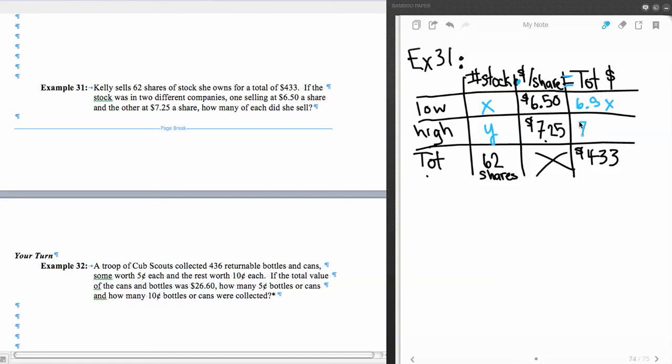And $7.25 times Y, 7.25 times Y. And this is going to give us equation 1. This is going to give us equation 2. So we'll write those down, and then you can solve that system if you want. I'll come back in the next video and show you the solution, but remember, most of the time I won't have you solve them.